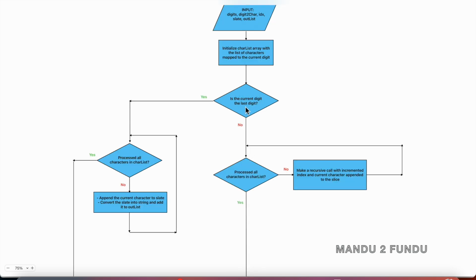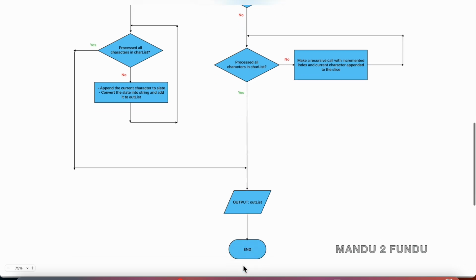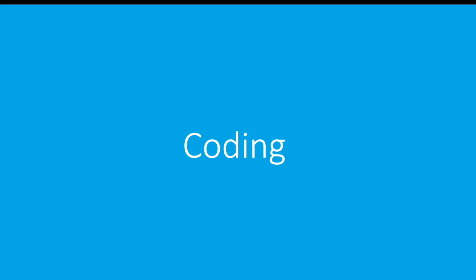If the digit being processed is not the last digit, then we will make a recursive call for each character in the character list. So first we add that character to the slate and increment the index so that in the next level we will pick up one of the characters from the next digit, and make the recursive call. Once for each character in the char list we make one recursive call, and all the recursive calls are returned back, then we return the out list. Let's move on to coding.